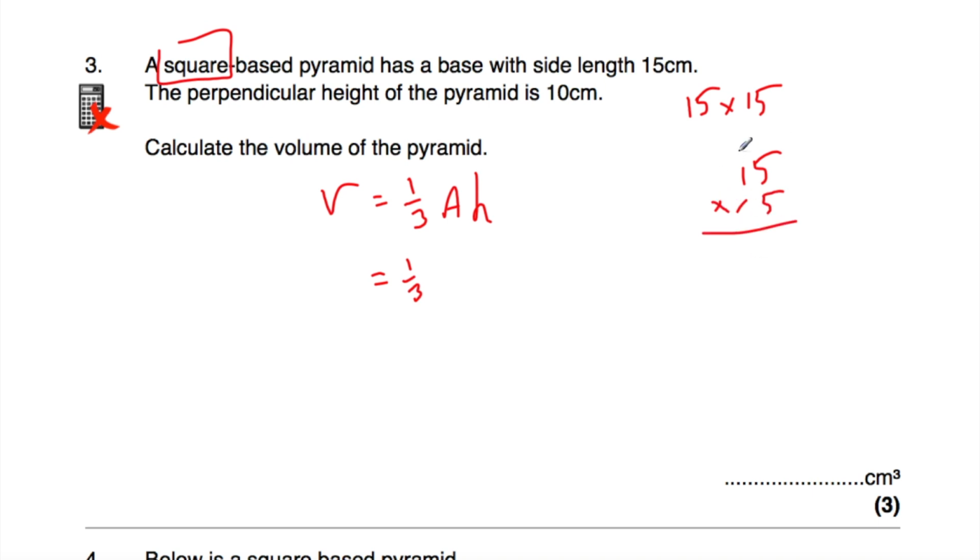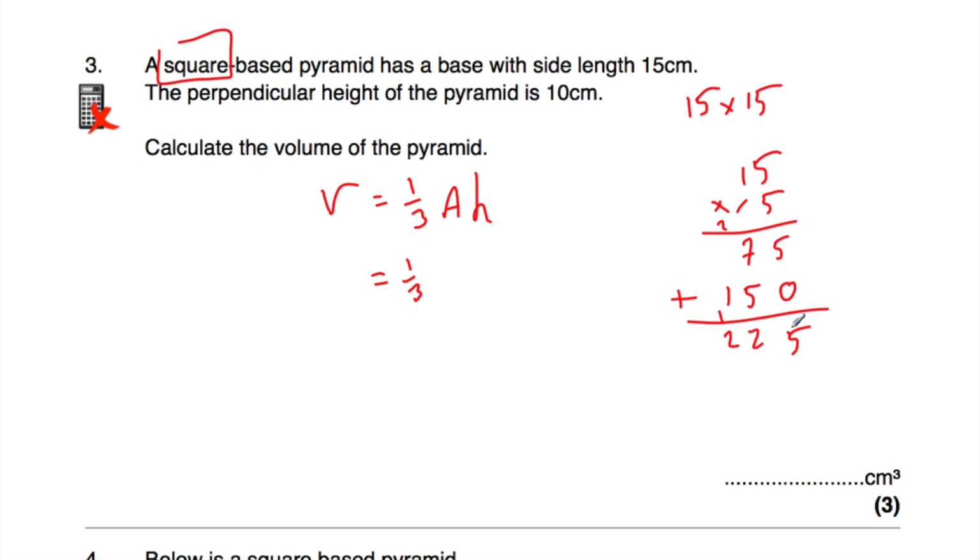And I already know that's 225, but let's have a look at it. 5 times 5 is 25, put a 5 down, carry a 2. 5 times 1 is equal to 5, plus 2 is 7. Now we're going to multiply by 10, so put a 0 down. 1 times 5 is 5, and 1 times 1 is 1. So we now just need to add these together. 5 plus 0 is 5. 7 plus 5 is 12, put a 2 down and carry a 1, and 1 plus 1 is equal to 2.